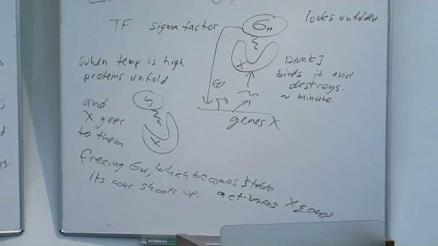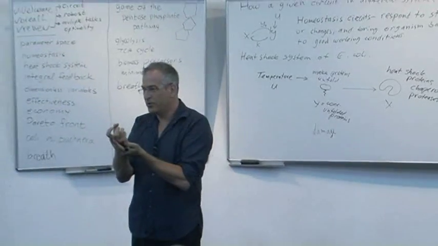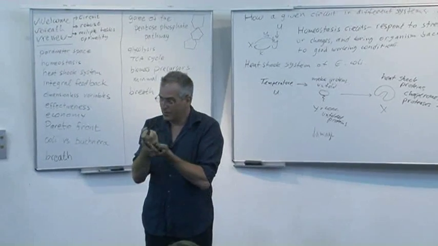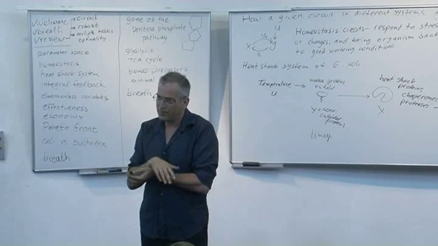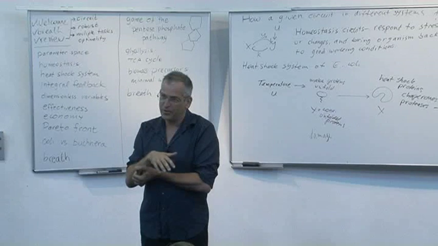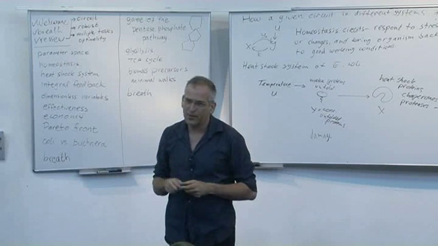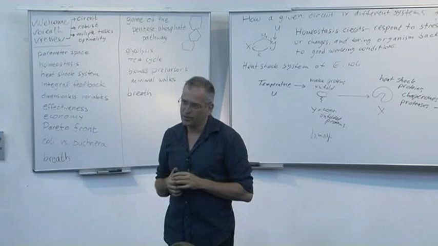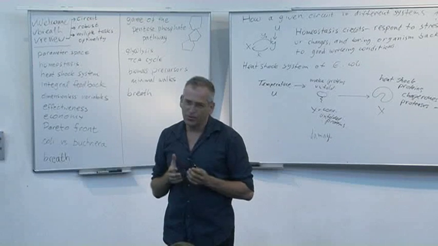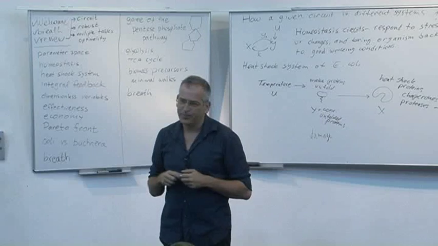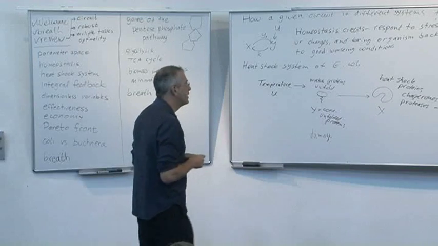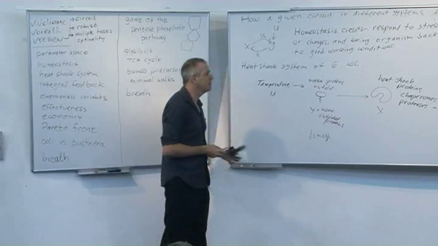There's no more unfolded proteins. So the X goes back and destroys the sigma factor, shutting the system off. So it automatically shuts the system off when the signal goes away. And that's the heat shock system. That's the prototype for the homeostatic circuit we're going to discuss today. Any questions about the heat shock system?